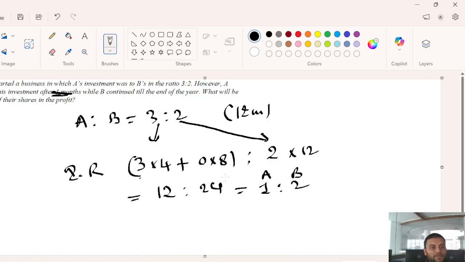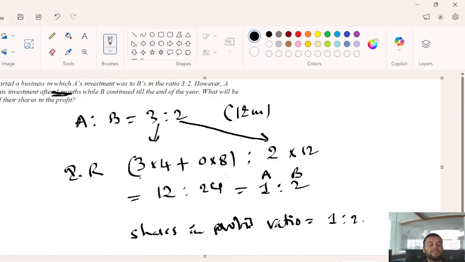What will be the ratio of A's share in the profit? So we can say shares in profit ratio is equal to 1 is to 2. A will be taking one part and B will be taking two parts. This is also somewhat simple question, friends. Let us go to one more question.